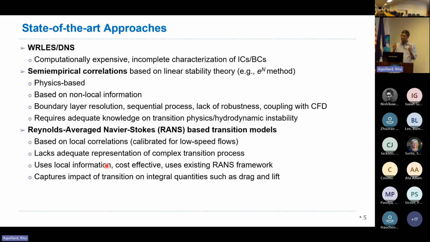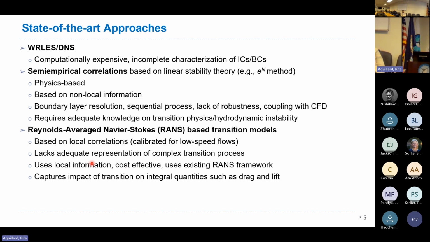Not so much of the physics is. These equations don't have any physical representation. There are a few models which do come from the physics angle of it, but most of the popular models are more like correlation based. So it doesn't truly address the complex transition process, but what it does effectively is it's very cheap and uses local information.